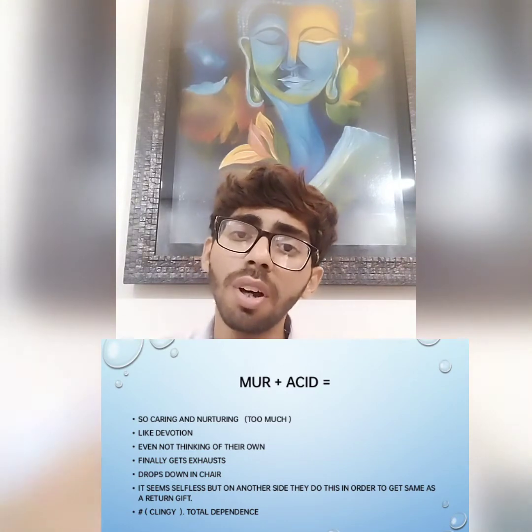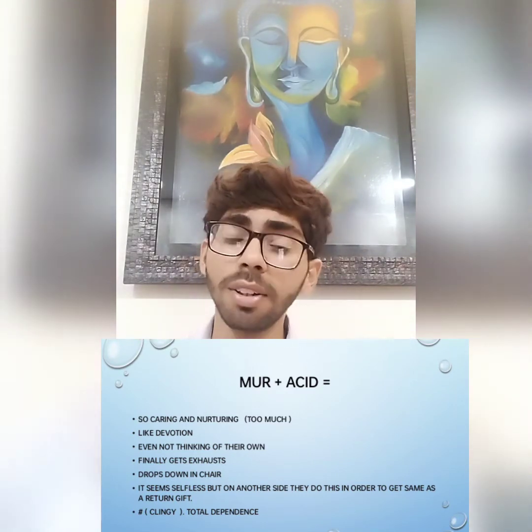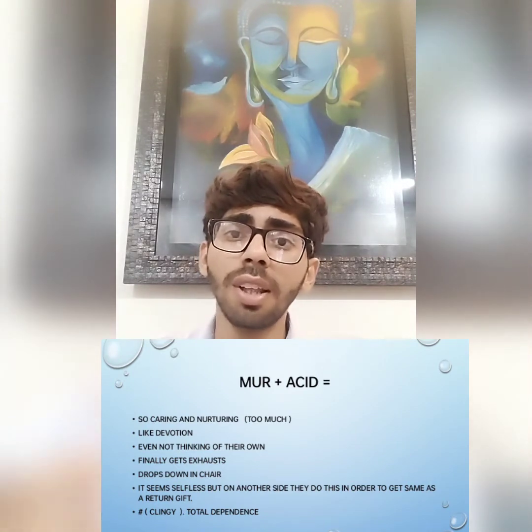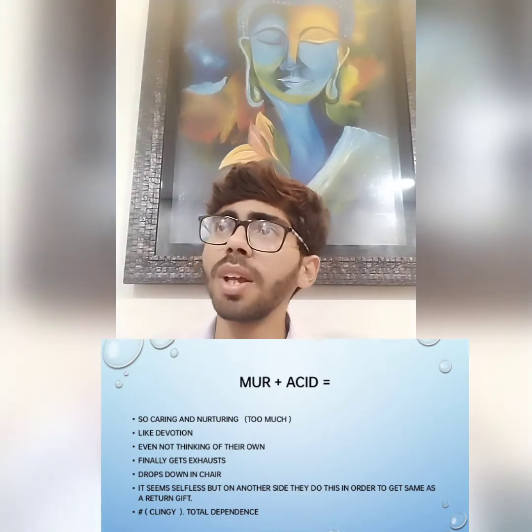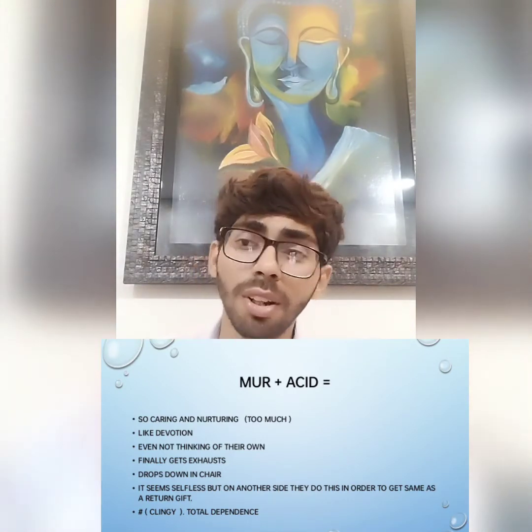But as it has an acid element, they will go for more and more struggle. More and more they will try to get that love and care in that particular relationship. Means they will try more and more to get attached, more and more to give care to that person or that partner. But when the partner gives a glimpse of trying to separate, to move away, at that particular time muriatic acid will get a state of collapse.